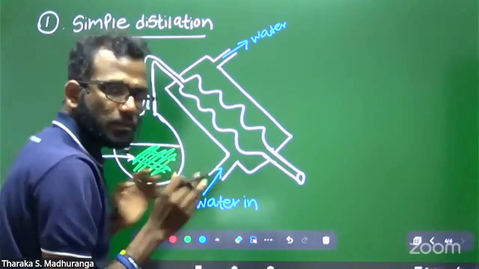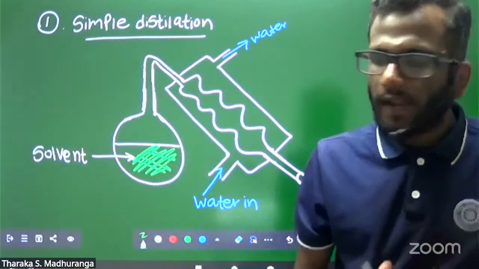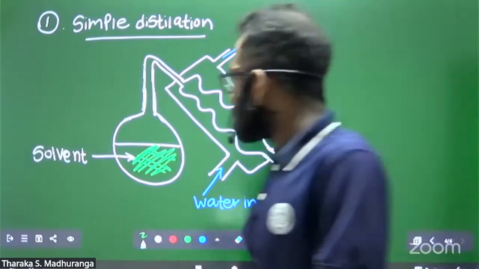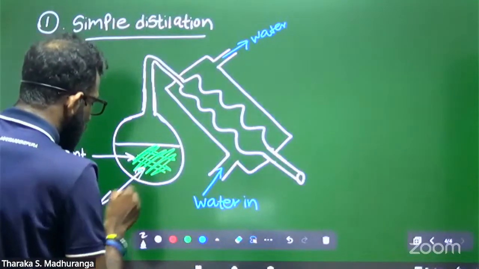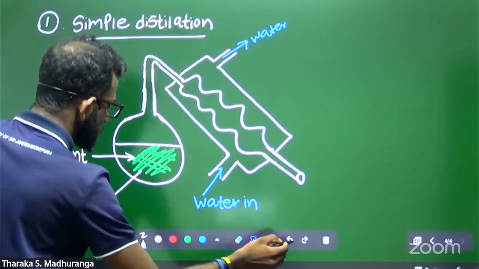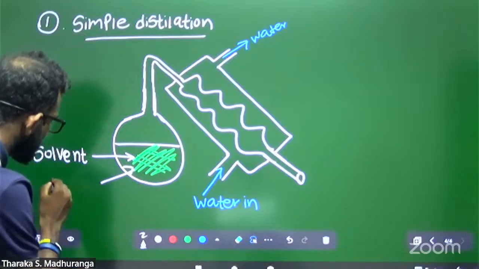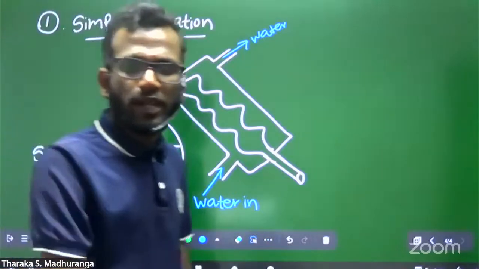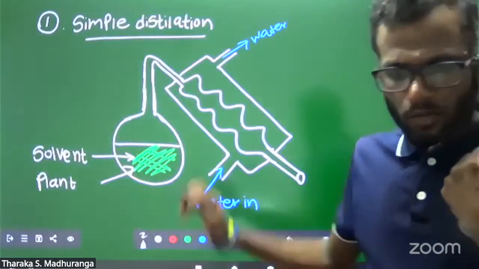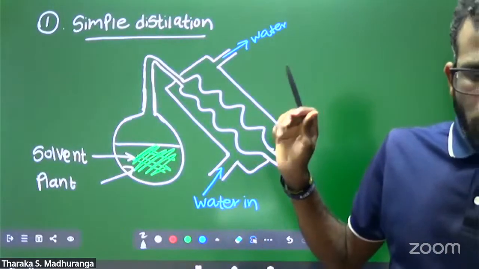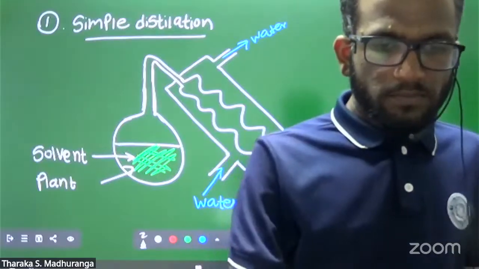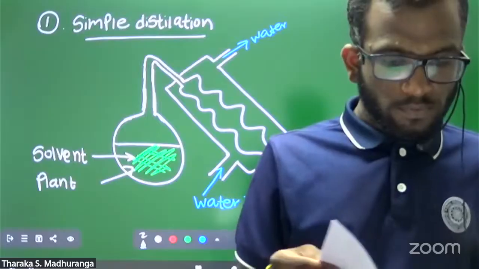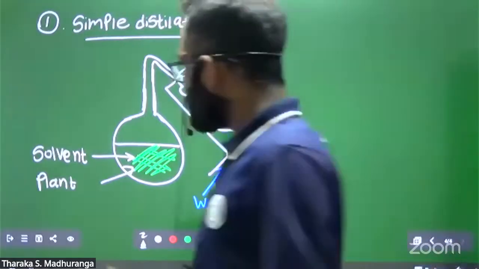Then the plant material. We need to cut the plant material into small pieces and add it into the round bottom flask with the solvent. This is the plant material. Draw this figure, then you can easily remember. I will show you the practical as well. I think you don't have space here, so you can use additional paper. In your short note, you can draw it.